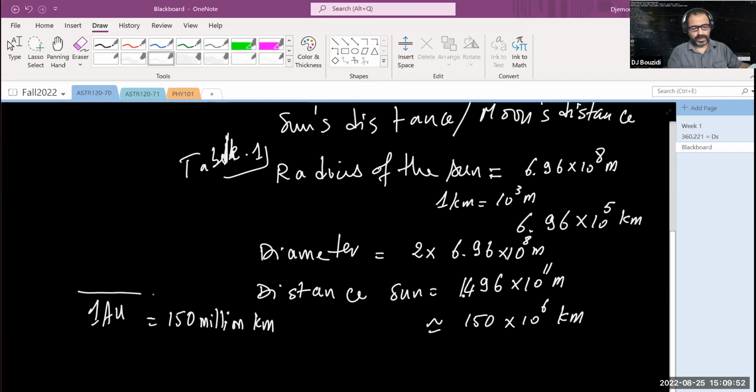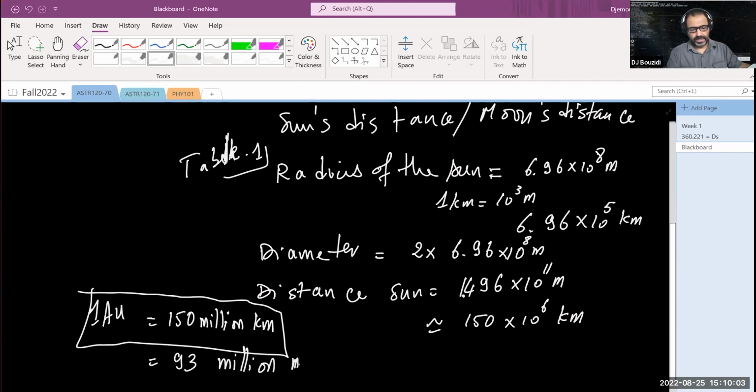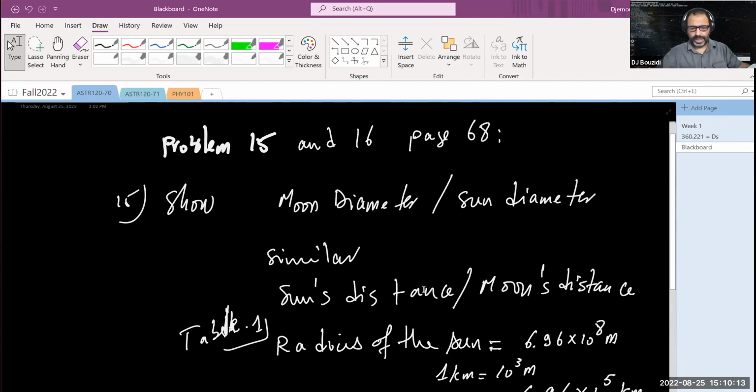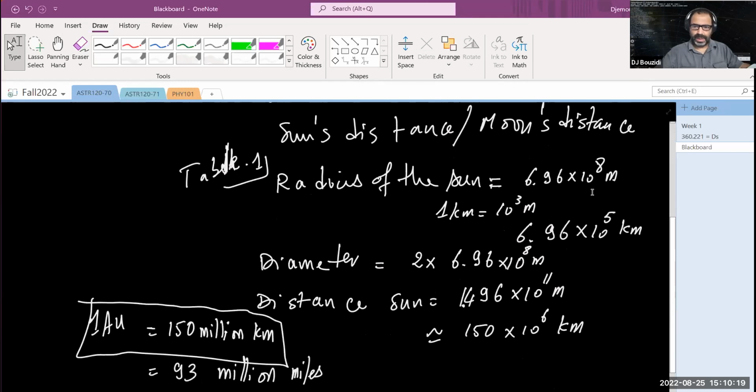This is something that a lot of people talk about a lot. At the same time, it's 93 million miles. That's the distance to the sun. So if somebody asks you, this is the answer to that, either in miles or kilometers. Okay. So again, we need this number because they're going to go here. The distance to the sun needs to go here, and the diameter of the sun needs to go here. So we have that from table 1.